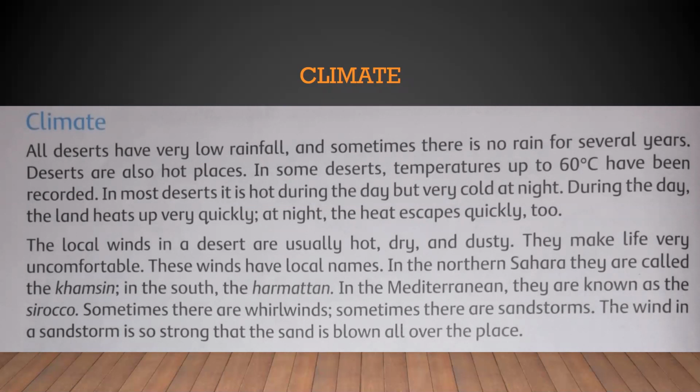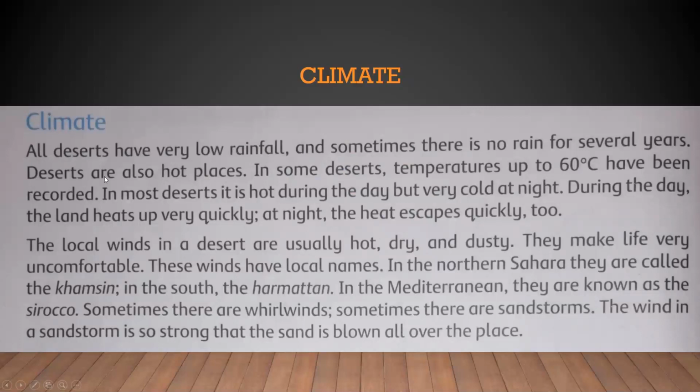Now we will see the climate of the desert. What we will discuss? The climate of the desert. All deserts have very low rainfall, and sometimes there is no rain for several years. The climate of the desert is very dry because they are not having any rainfall or a very little rainfall that is not enough for that land.